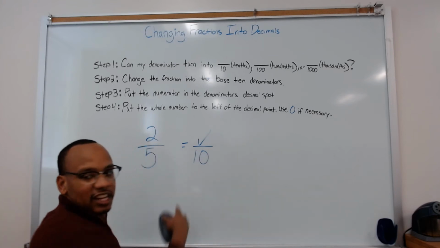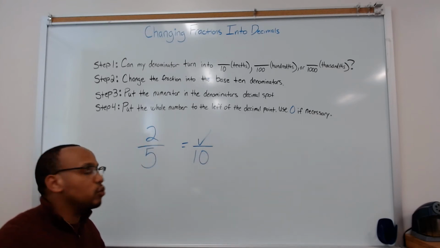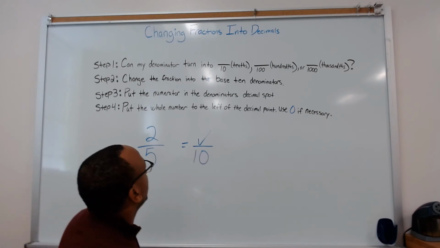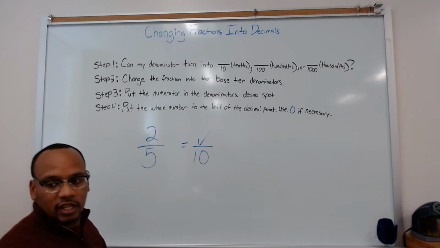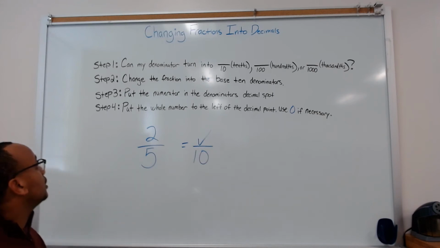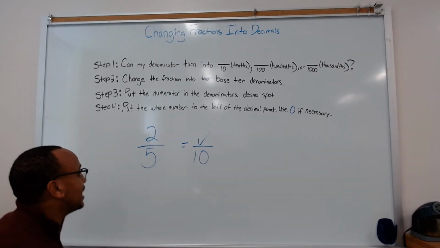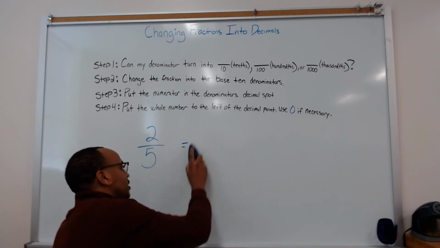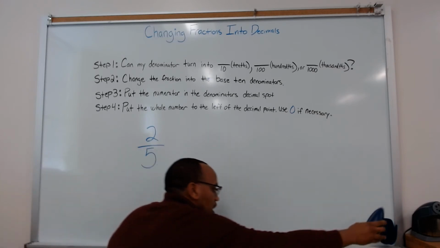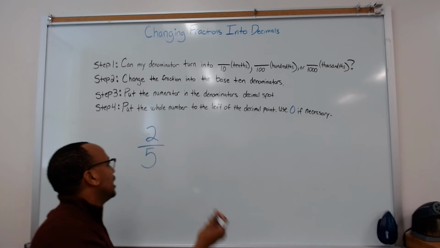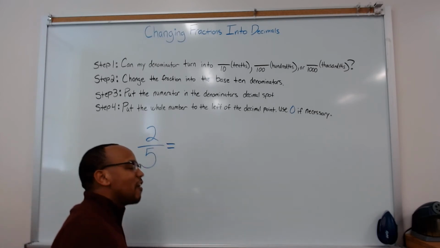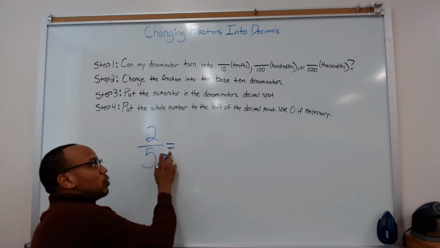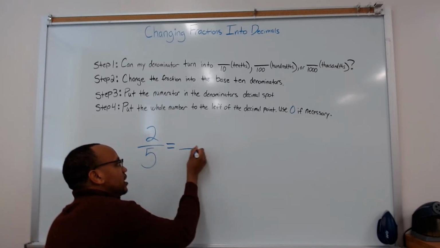All right, I decided to turn 2/5 into tenths, right? So boom, can my denominator turn? Yeah, it can turn into tenths. That's step 1. Step 2, I'm going to actually change the fraction into tenths. After I determine my spot, now I'm going to do the real conversion into an equivalent fraction that ends in 10.